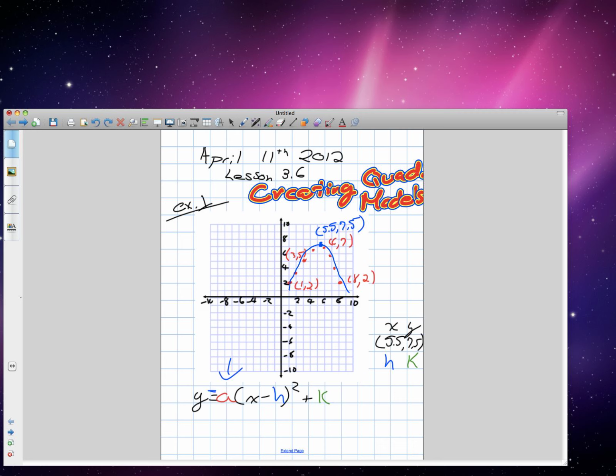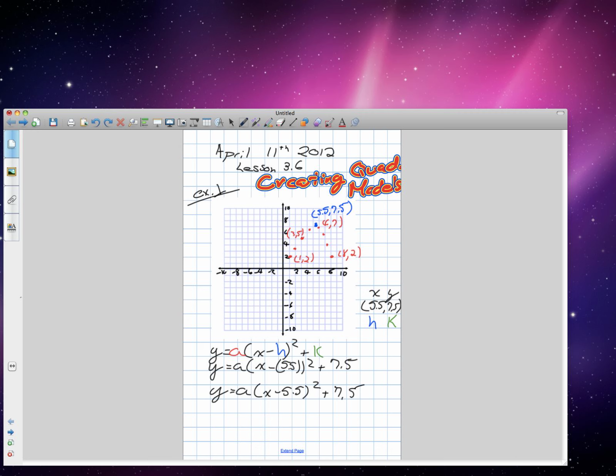Okay? So we're going to plug these values into our vertex form. y equals a(x minus, our h value is positive 5.5) squared plus, and our k value is positive 7.5. So our form is y equals a(x minus 5.5) squared plus 7.5. Okay? So we have a good chunk of the information, but not all of it. What we need to do is solve for our a.